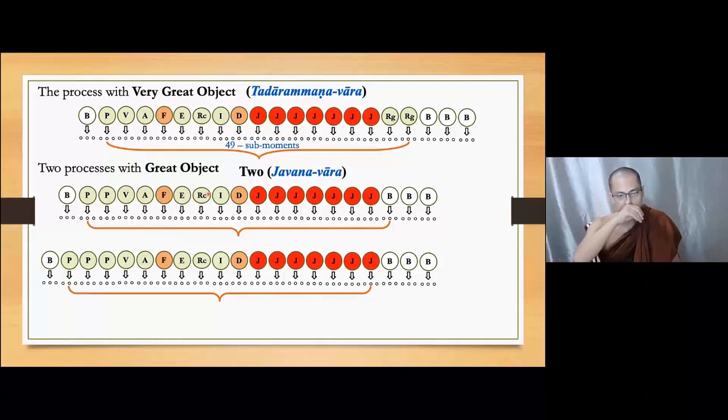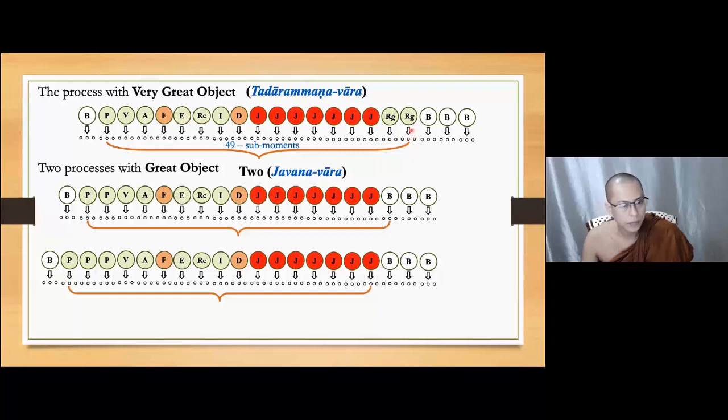So now we understand three of the 15. Each sense door process can differ in 15 types. As we counted in lesson 31, for each door there are 15 processes that can arise. So for the five doors, 75 five-door processes are recognized. Taking the very great object, one type of process ends with the registration. Taking the great object, two types of cognitive process arise, ending with the javana. They are called the dhararamana vara and javana vara.